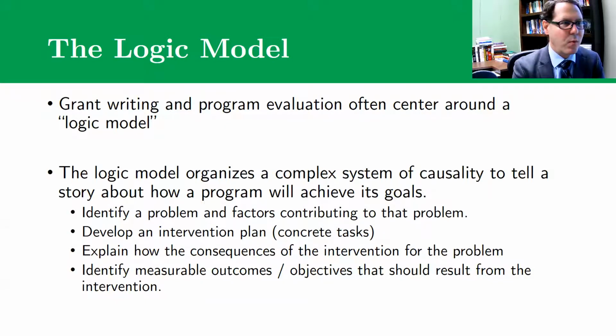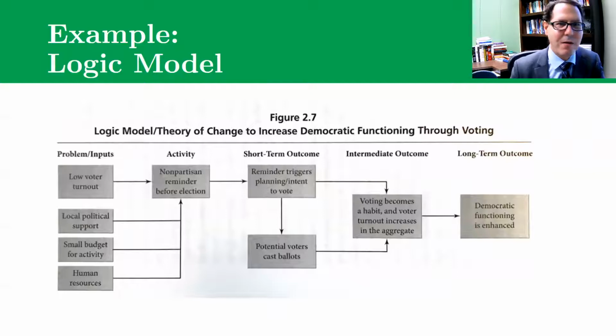And so the textbook that we're using has an example of a logic model. It's a fairly simple and straightforward one. I'll show you one that's a little less simple and straightforward in a second here. So this is working on the problem of increasing democratic functioning, right, through voting? And so they identified what their problem is. They have low voter turnout, and they've also identified what they can bring to bear on this problem. What they can bring to bear is that local politicians would like to see more voting, but there's not a lot of budget, but they've got some volunteers, right? And so that's where they're starting from. That's their inputs and their problem, their starting stage.